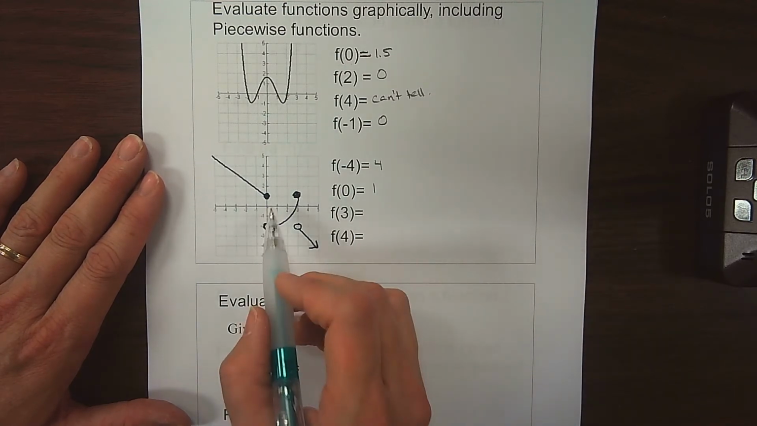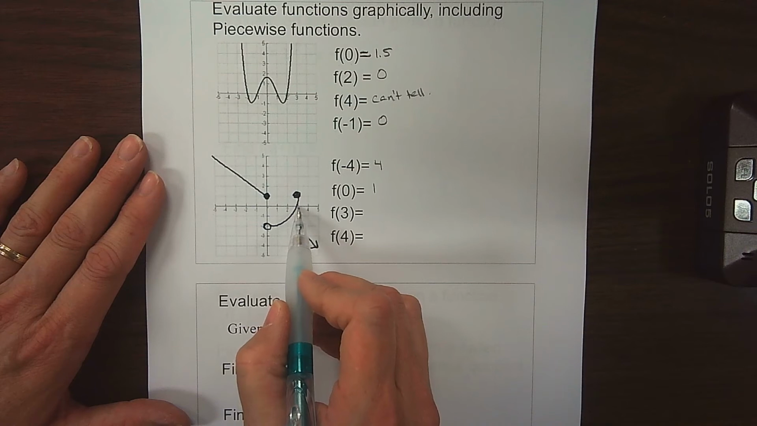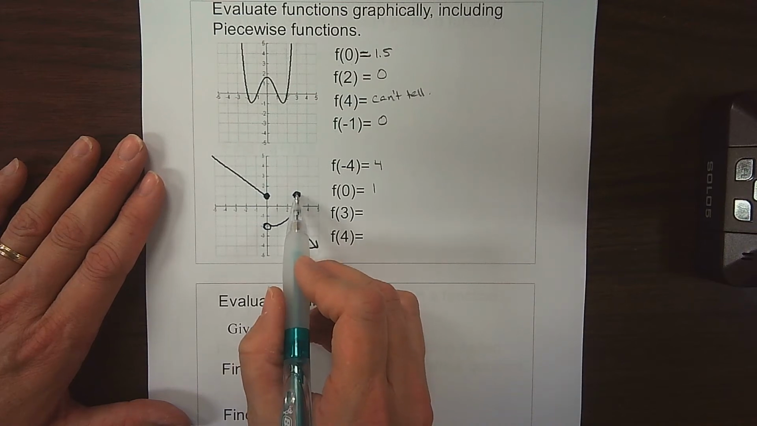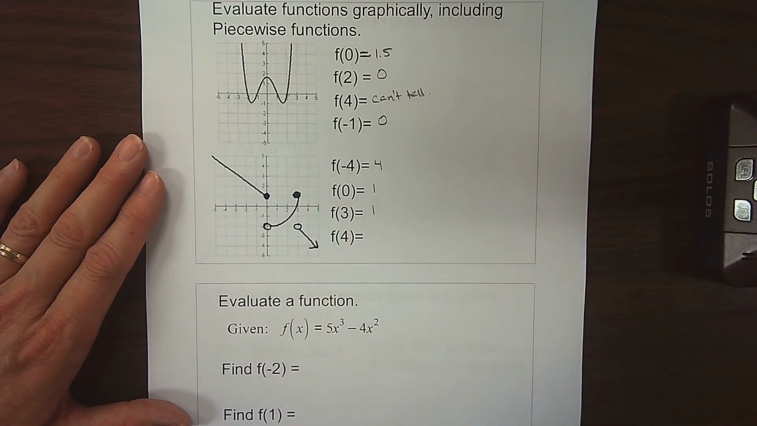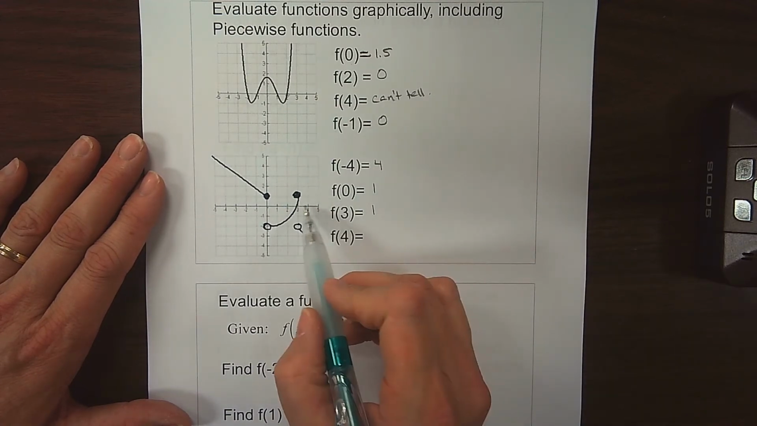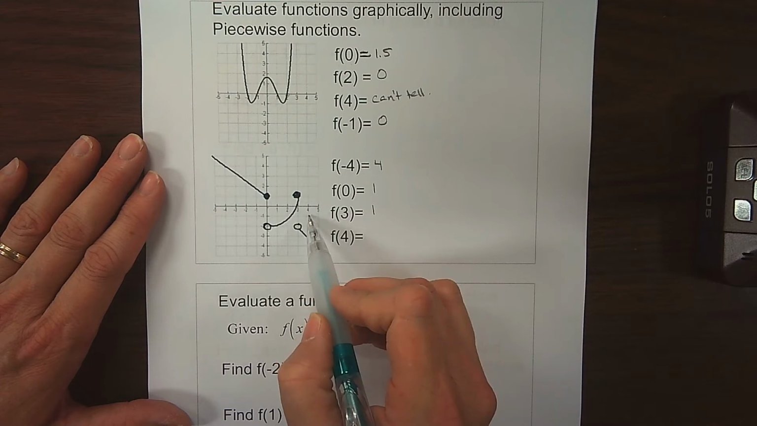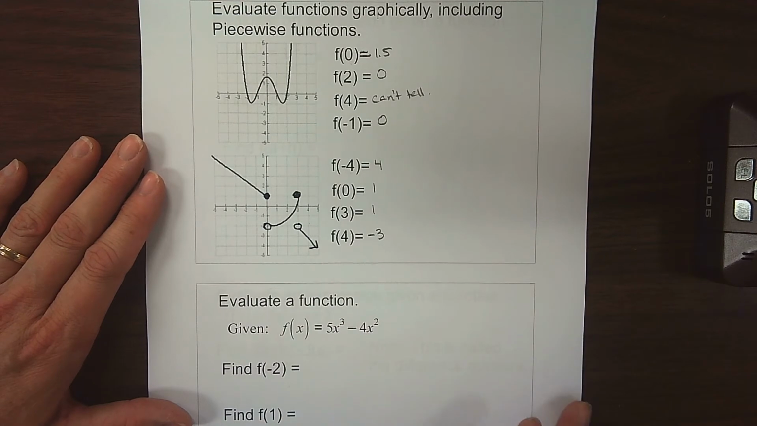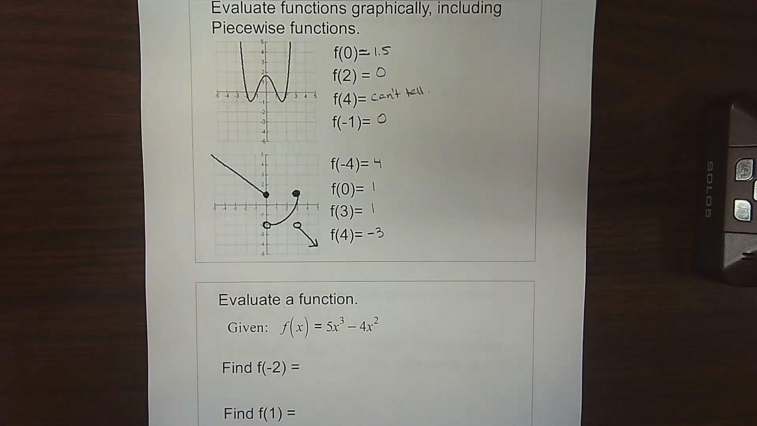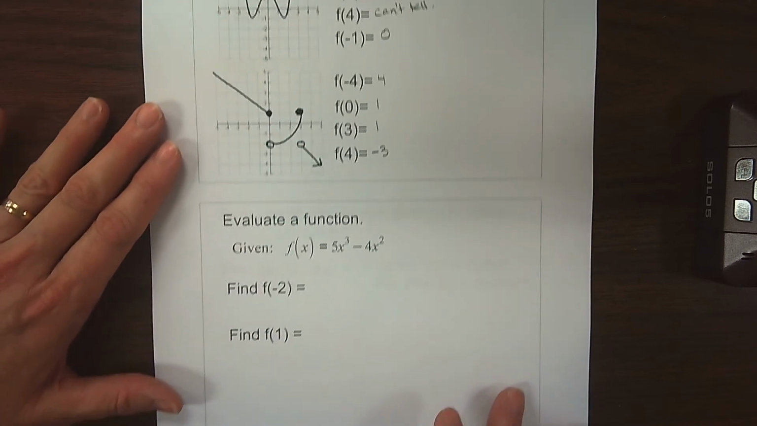f of 3. Again, using 1, 2, 3, here is our x value. We want to know what the y, or the output, is. That's +1 also. And finally, f of 4. If I go over to 4, I'm going to read down 1, 2, 3. It looks like we are at -3. So evaluating graphically really isn't too tough of a skill, and this should really feel like review.